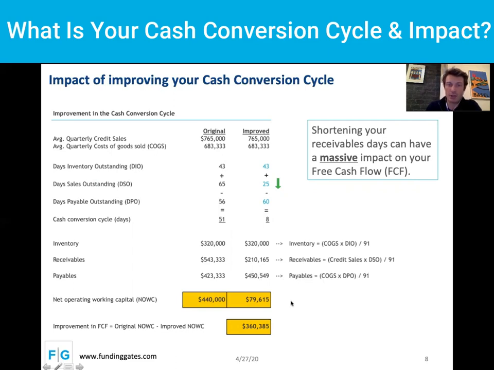So now, if you're looking at the net working capital, which is taking your inventory, adding your receivables volume, subtracting your payables, that's 79,000. Whereas before, it was inventory plus receivables minus payables is 440,000. So you basically reduced your working capital from 440,000 to 79,000, or 360,000, which is basically straight to the bottom line increase in cash flows.